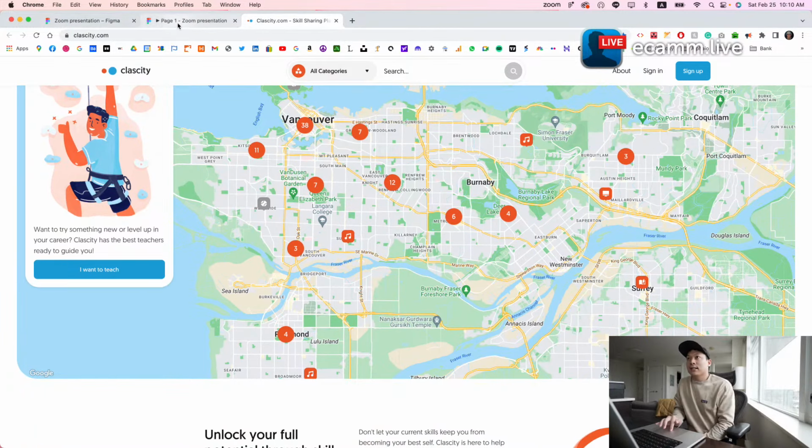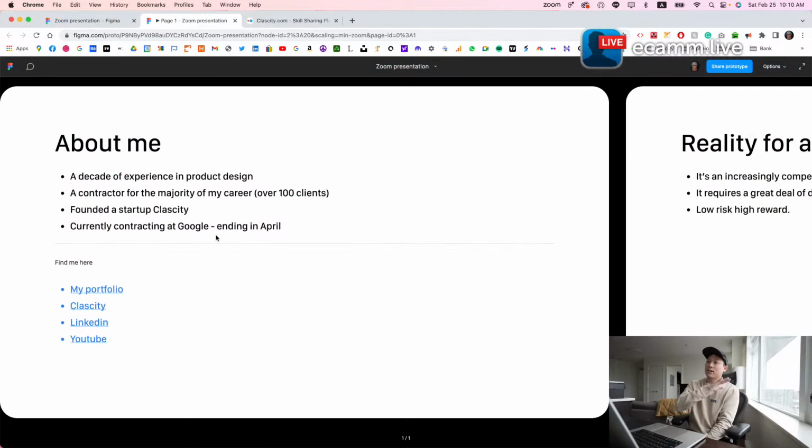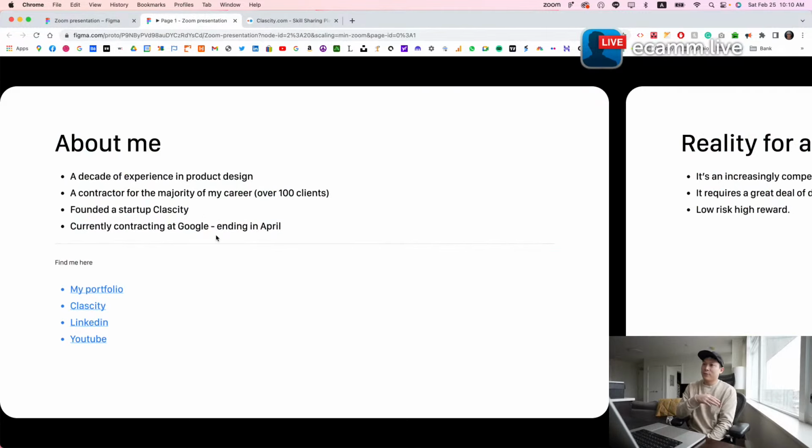And then lastly, I know that the talk mentioned that I am working at Google. So currently I'm contracting at Google. My contract is going to end in April. So whatever I talk about in this talk, I'm actually taking the practice as well, because I'm going to go back to the job market, and just like a lot of you guys, looking for work and all that stuff. So this is a quick about me section.